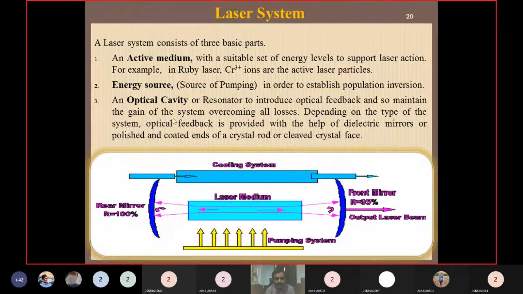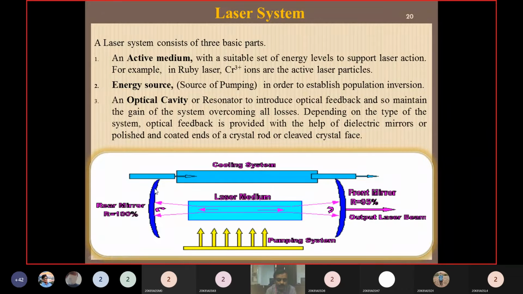Depending on the type of system, optical feedback is provided with the help of dielectric mirrors or polished and coated ends of a crystal rod or a cleaved crystal surface. Okay, so this is the optical cavity. Inside the optical cavity, the total laser system will be fixed.